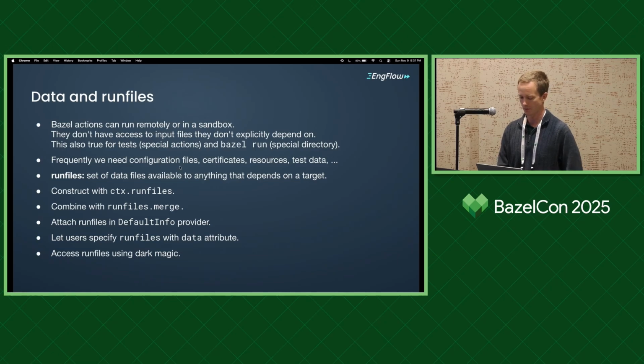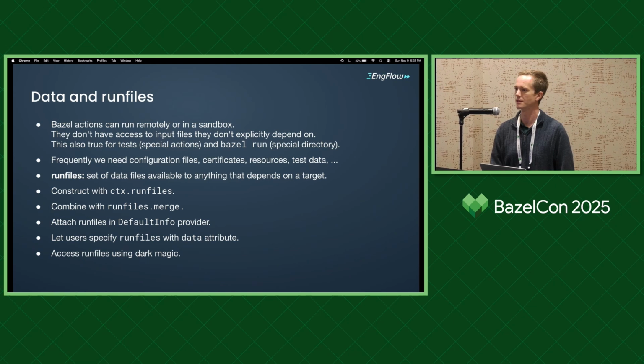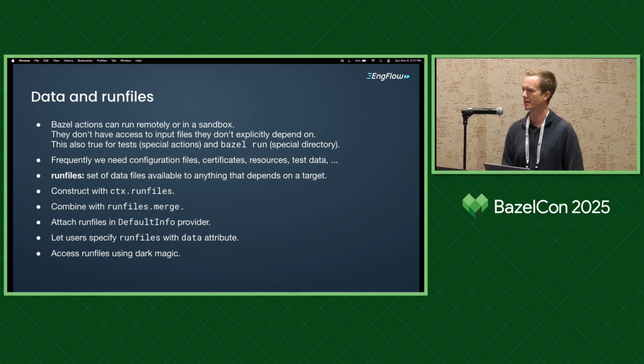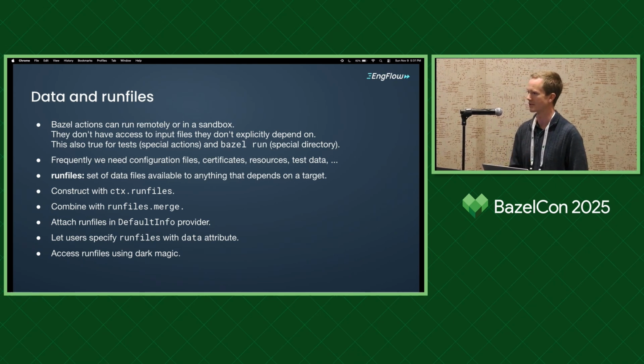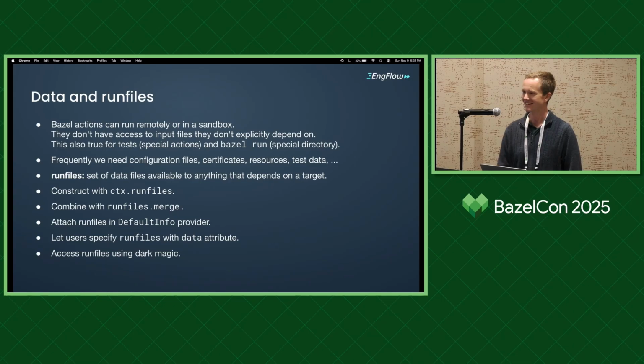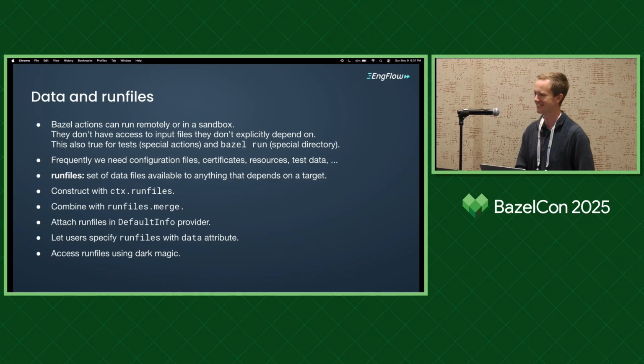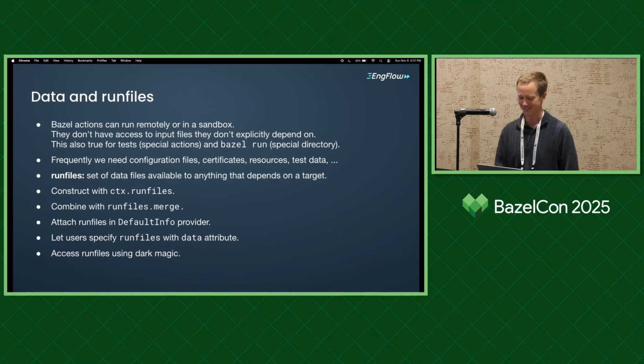So we get a run files object. You can create it with context run files. It's actually quite a bit like a depset. I don't know why it's not a depset. Does anyone know, in the back maybe? No? Okay, well it looks like a depset, but it's not actually. So it's like a goose instead of a duck. Yes, I love the metaphor.